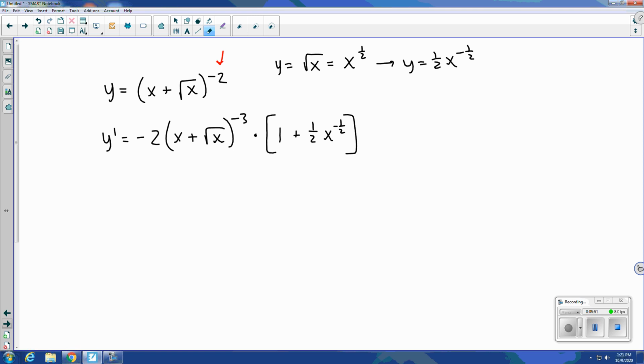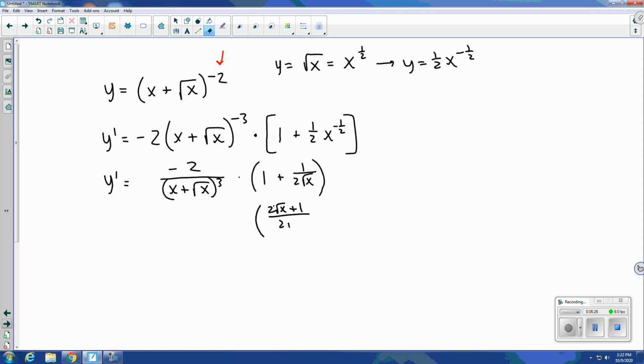Now let's see what we can do in terms of cleaning this thing up. So that negative exponent, we can bring that to the bottom and just cube it. And what we have over here is times, and then it's going to be 1 plus, this whole thing is going to be 1 over 2 root x. If I want to combine what's inside that parenthesis by adding, we would need common denominators. So it would be 2 root x plus 1 over 2 root x.